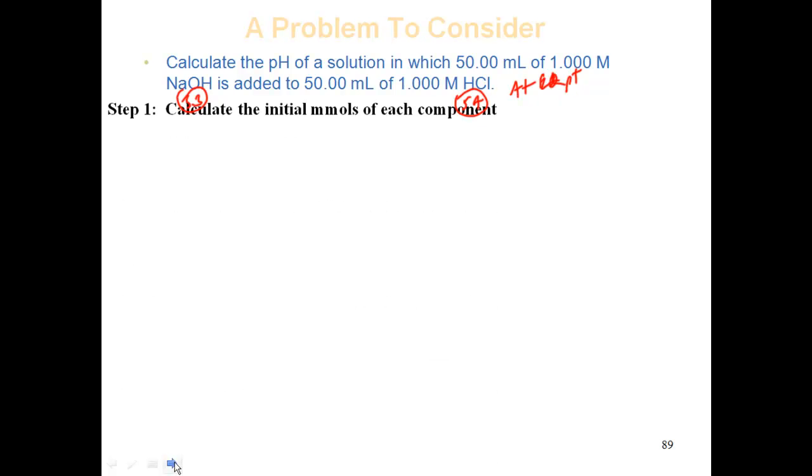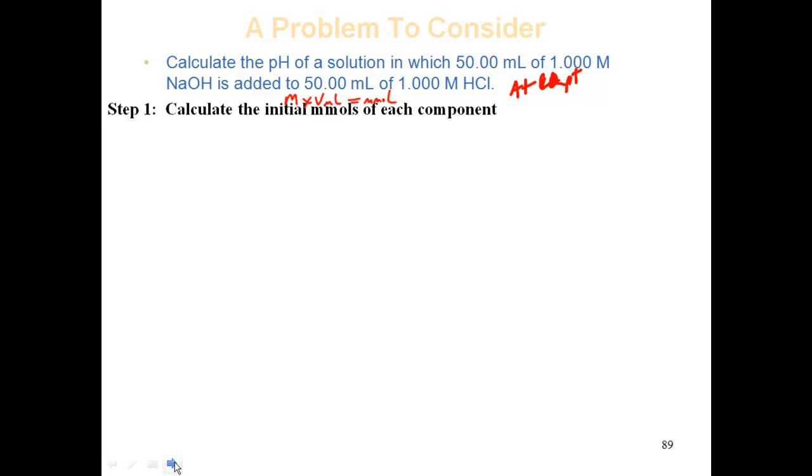Okay, I want to calculate the millimoles of my components. Now, how do we do millimoles? Millimoles is just going to be basically your molarity times your volume. Okay, and we're not going to change the units. We're going to leave the volume in milliliters. That way I can get millimoles.